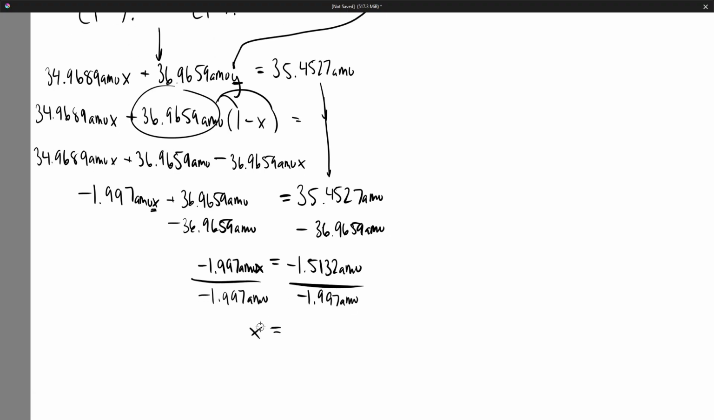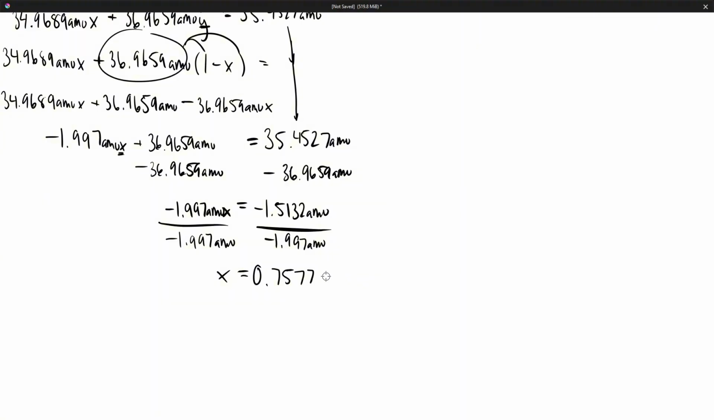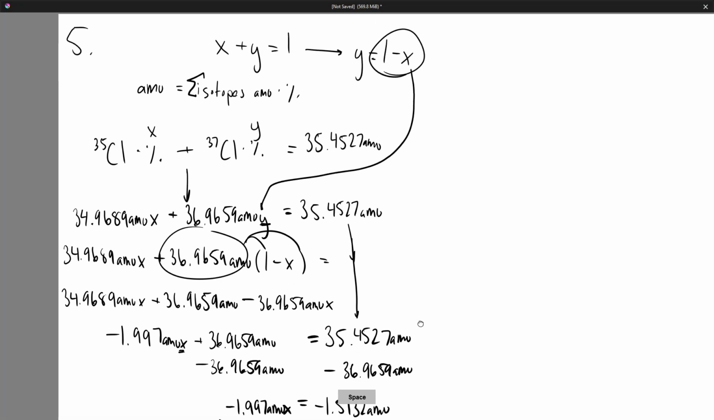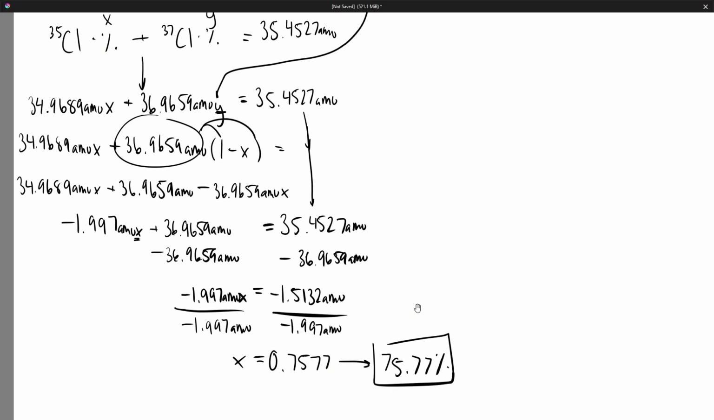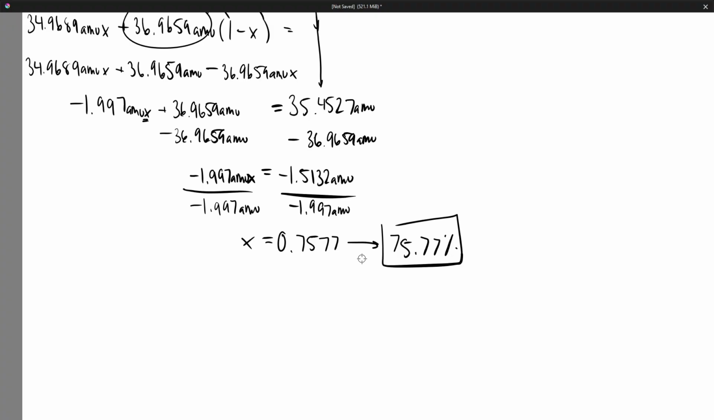Okay, so that should give us x equals 0.7577. And that would be our percentage. So as a percentage, it would be 75.77%. So that's the percent abundance for chlorine 35, Cl35.